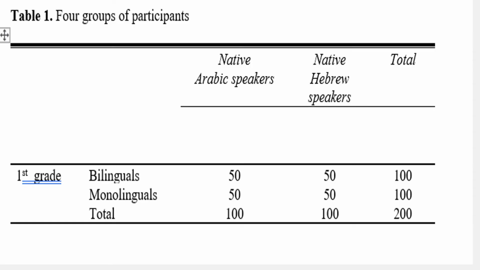Okay, so here we have the 4 groups of participants. We have 50 Arabic speakers, monolinguals, 50 Hebrew speakers, monolinguals, 50 Arabic-Hebrew bilingual speakers, 50 Hebrew-Arabic bilingual speakers. That comes to the total of 200 participants.